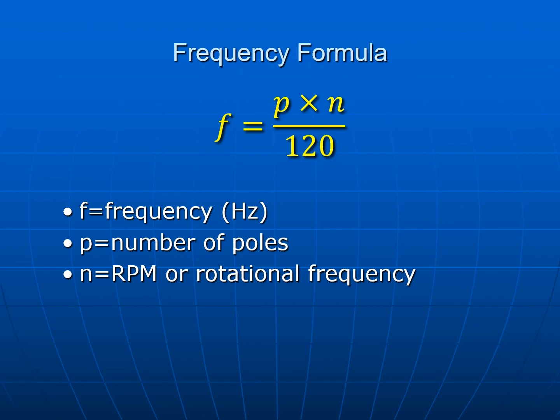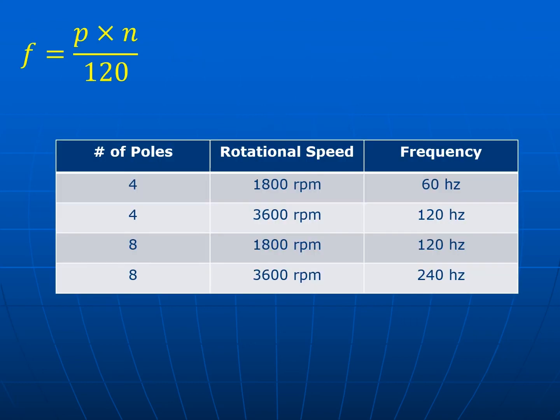If I wanted to change the frequency, I could change the speed or remove poles. Changing the speed of the generator is generally easier than removing poles. If we look at this chart, we can see that both the number of poles and the rotational speed are directly proportional to the frequency.